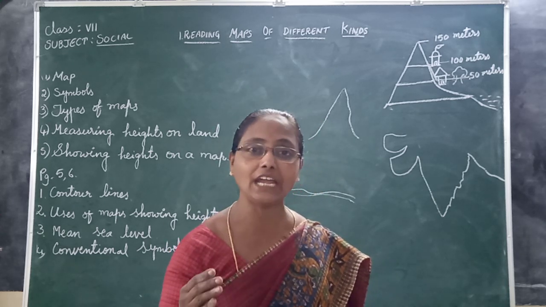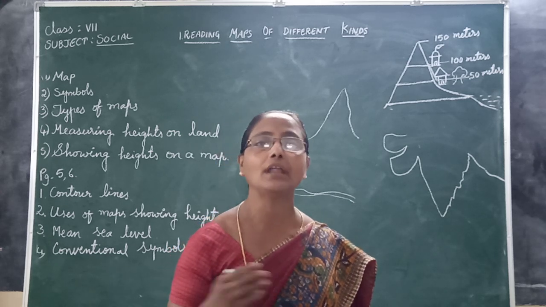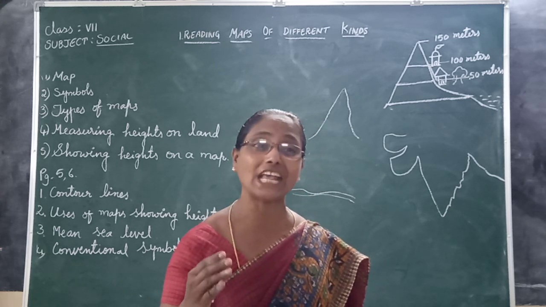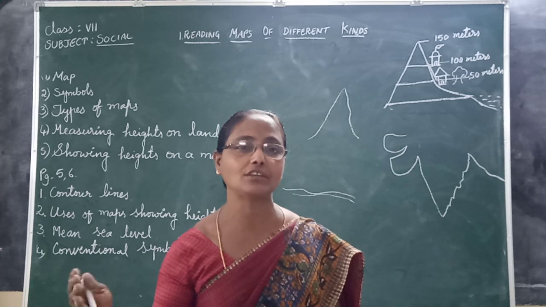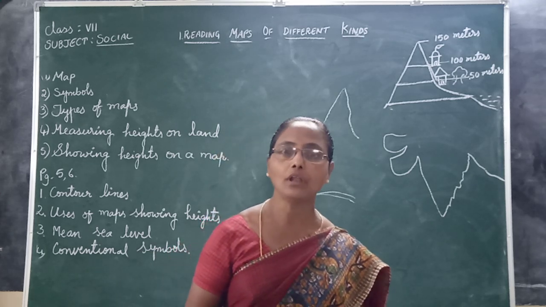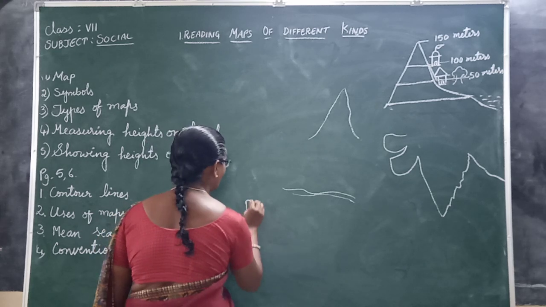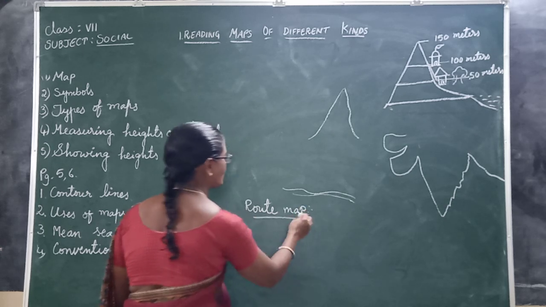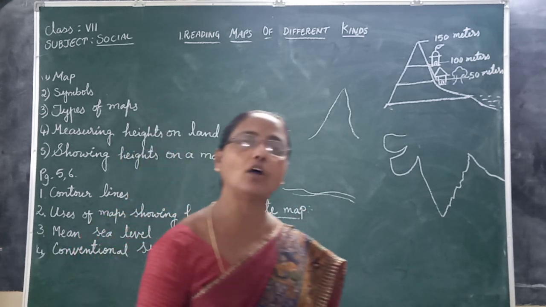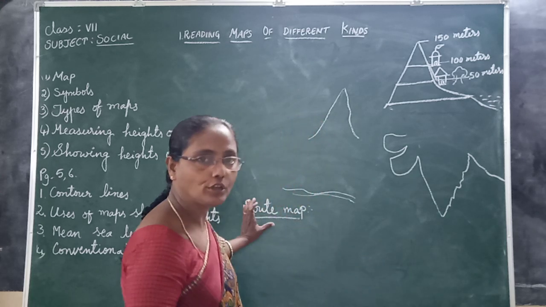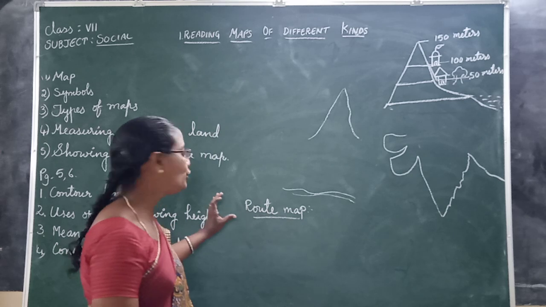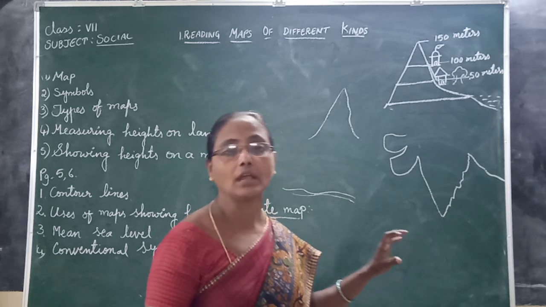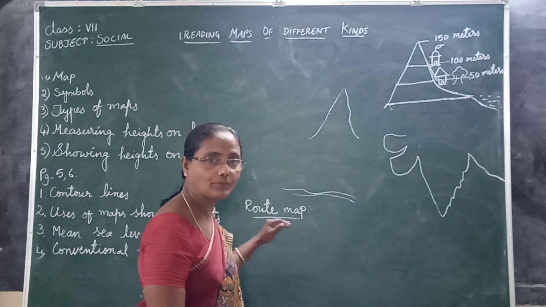They work as a guide to reach the destination of our requirements. For example, route map. We have to observe the route map, which guides us to the destination of our requirements. We have to use this type of map.